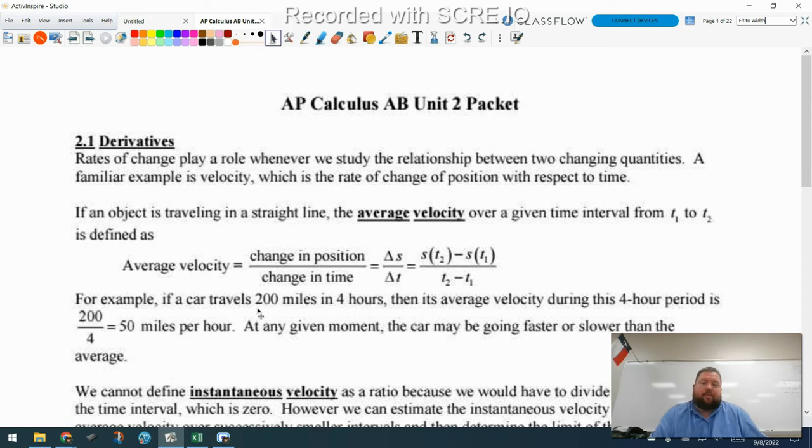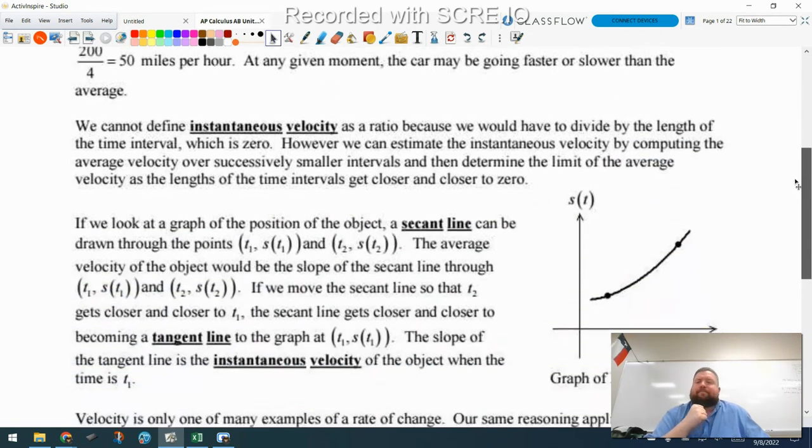For an example of driving a car, if we drive a car 200 miles in 4 hours, then the average velocity is 200 over 4, which is 50 miles per hour. That does not let us know how fast we were going at any given moment in time. That just gives us an average, right? At any minute, we could have been going 75 miles an hour. We could have been stopped at a red light going 0 miles per hour. So all we're doing is finding an average. We're not able to find a velocity at a moment in time. Or at least you haven't been yet.